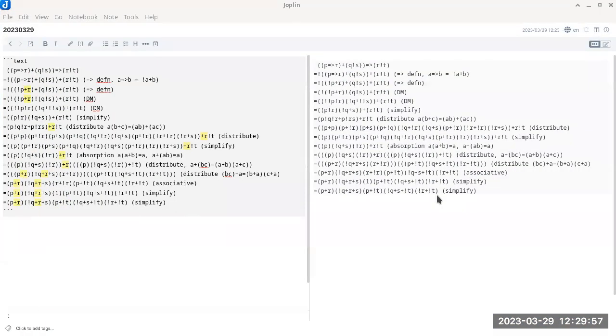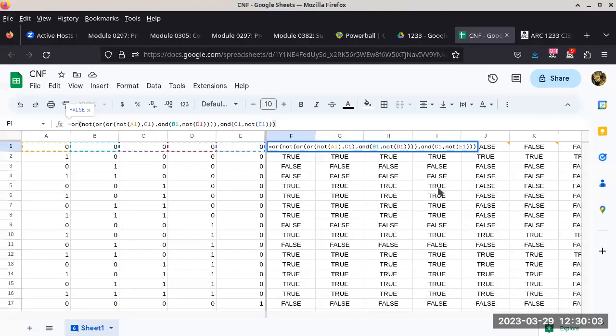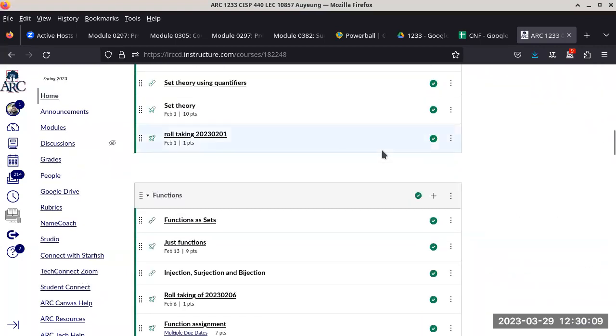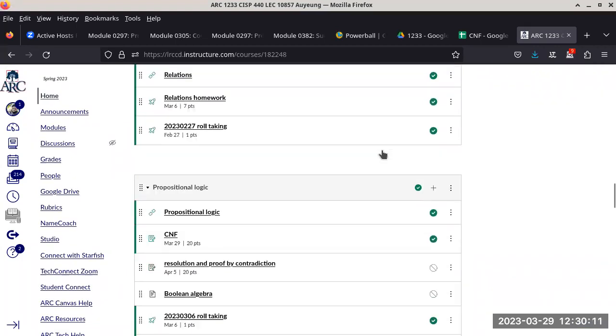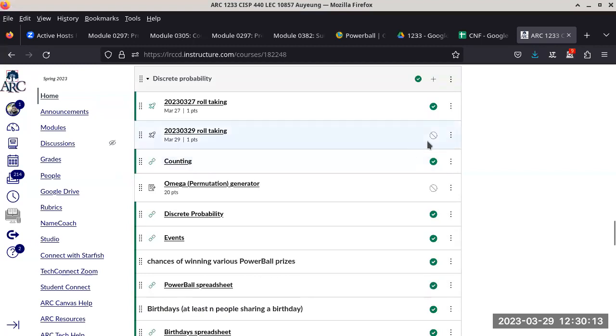Okay, and I'm looking for the browser window. Nope, not this one. Which one? Come on. There we go. All right, so let's go back to here. And then the roll-taking activity has today's date on it. You cannot see it just now, you can see it.